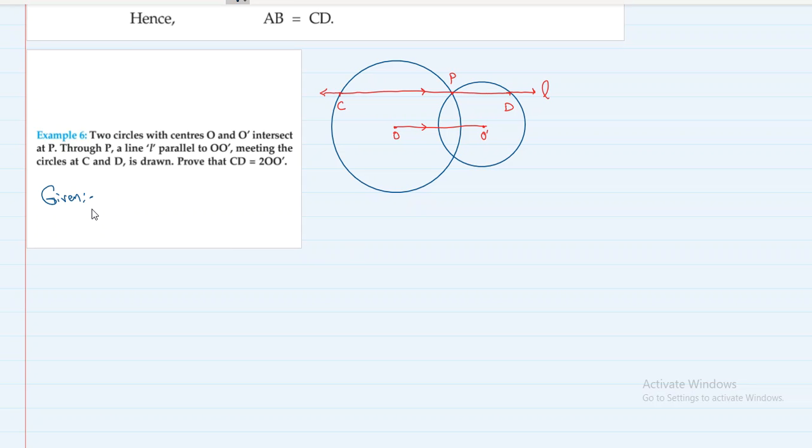So given is L is parallel to OO dash. And L is parallel to OO dash, which implies that CD is parallel to OO dash. Okay. To prove: CD is equal to 2 times OO dash.